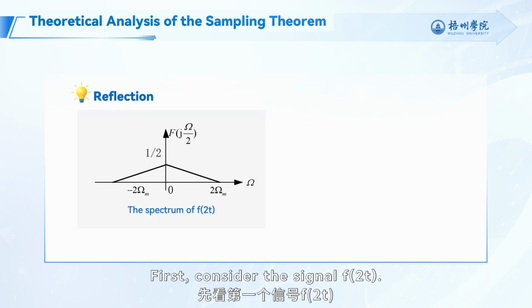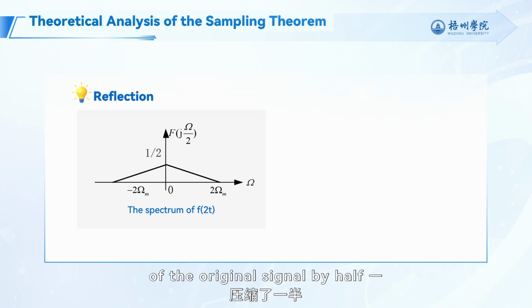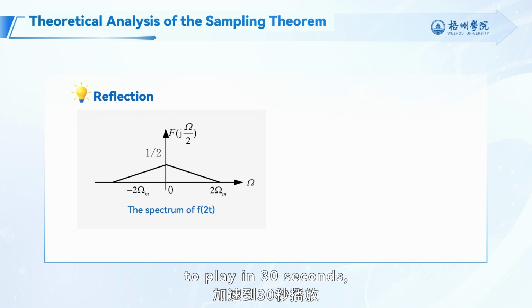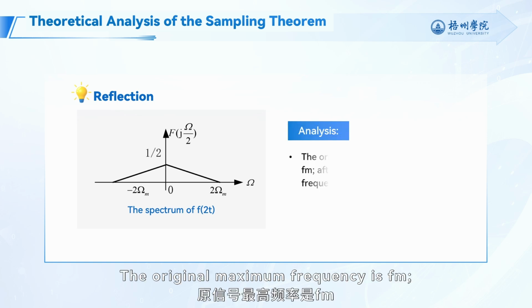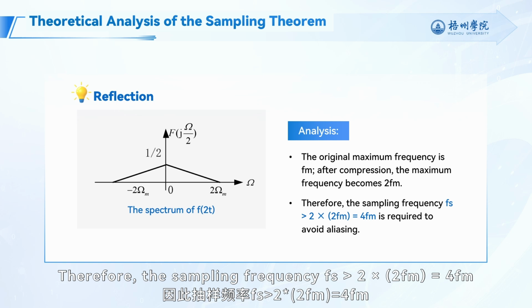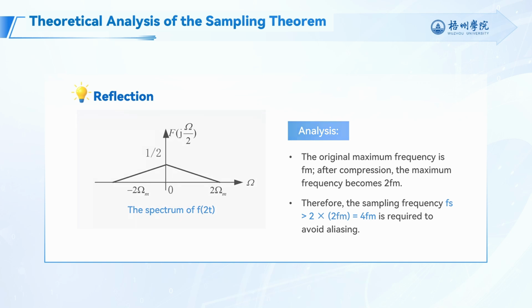First, consider the signal f(2t). f(2t) compresses the time axis of the original signal by half, like speeding up a 1-minute recording to play in 30 seconds, making the sound sharper and expanding the frequency. The original maximum frequency is fm. After compression, the maximum frequency becomes 2fm. Therefore, the sampling frequency fs greater than 2 times 2fm equals 4fm is required to avoid aliasing.